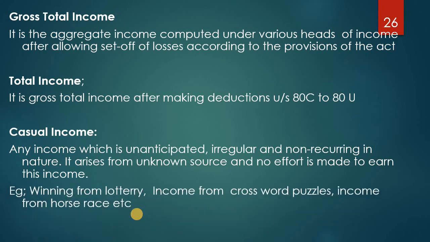For example, winnings from a lottery. No effort is done, and we do not know from where the money will come. Income from crossword puzzles, income from horse races, etc. are known as casual income.